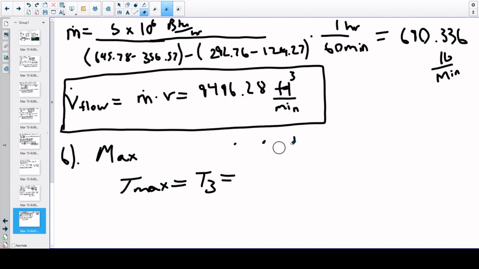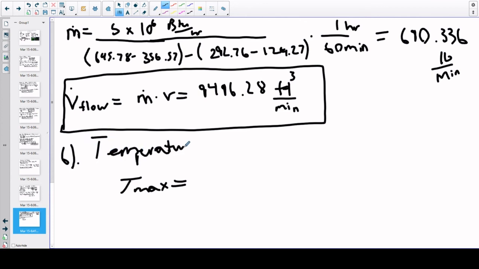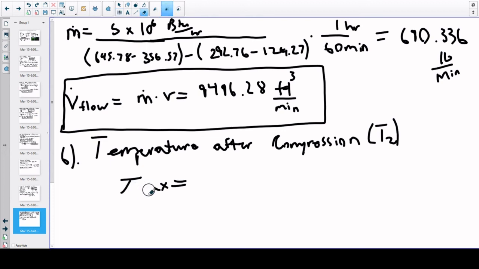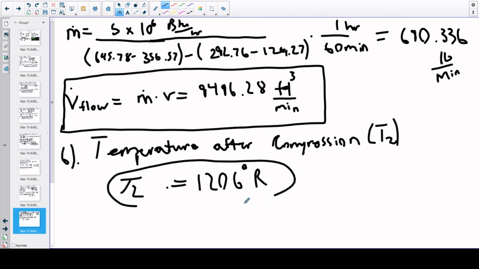So now I'm going to erase that and move backward a little bit. We are looking for the temperature at the end of compression, so basically temperature 2. And if you remember, we have found temperature 2 already. I made sure to highlight that, even though you didn't have to solve for it at that moment, so I didn't have to come back to it. I was thinking ahead. So T2 is 1206 degrees Rankine, which is what we found earlier.